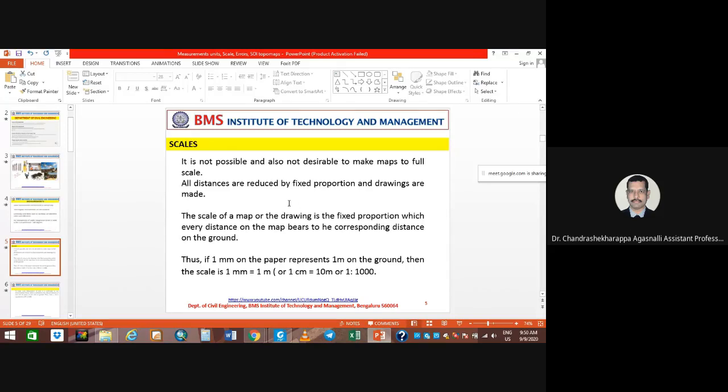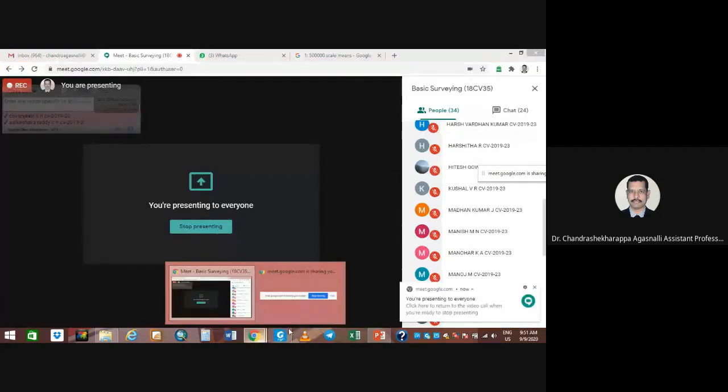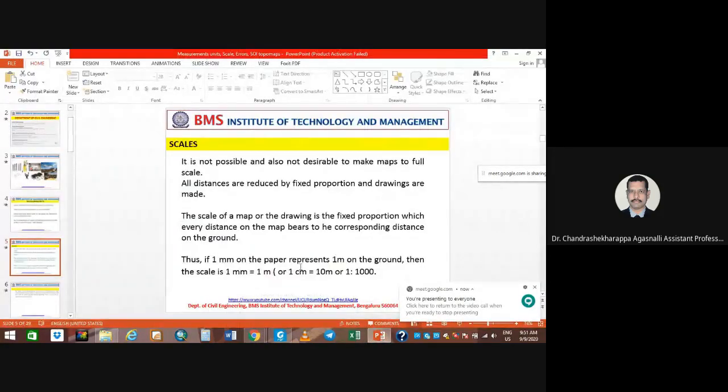So if 1 mm on the paper represents 1 meter on the ground, then the scale is 1 mm is equal to 1 meter. Or 1 centimeter is equal to 10 meters, or you can say 1 is to 1000. Generally, most surveying maps are reduced in this way.